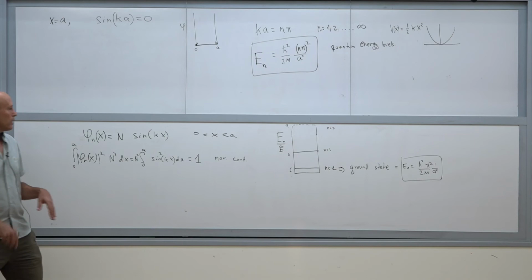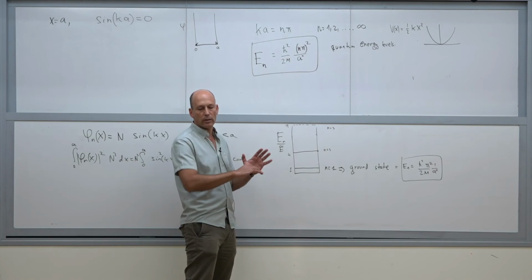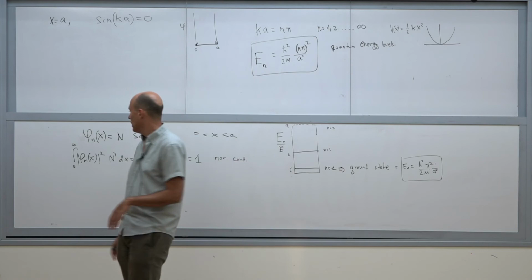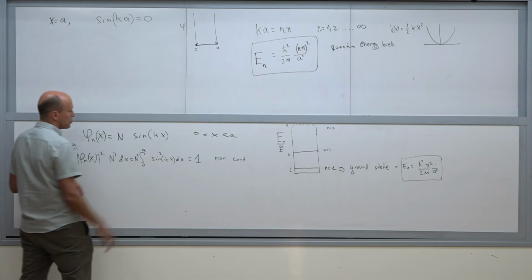So if I start in the ground state and I normalize the wave function, I know that the constant that enters in this time-dependent solution of the Schrödinger equation is going to be trivial. It's going to be 1. So we will always use, with this type of conditions, that this guy is 1. Now this integral is trivial, and then I can solve this and get this n.